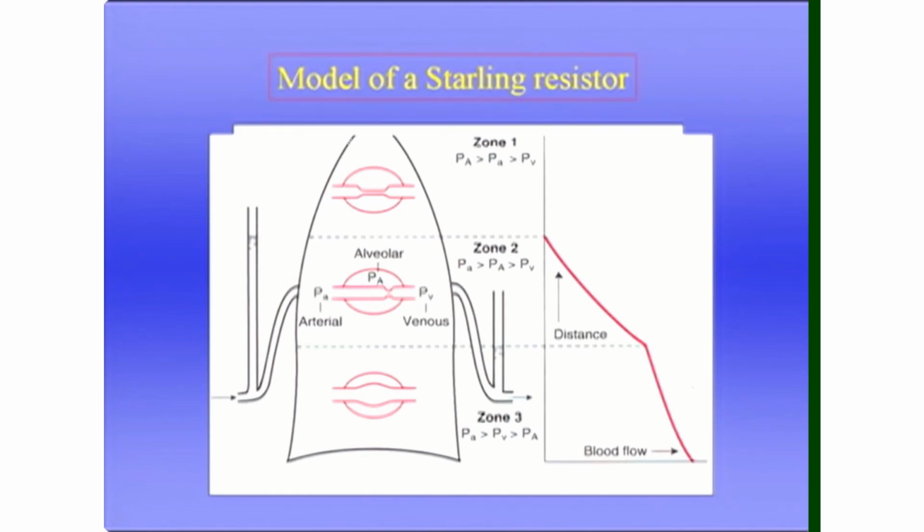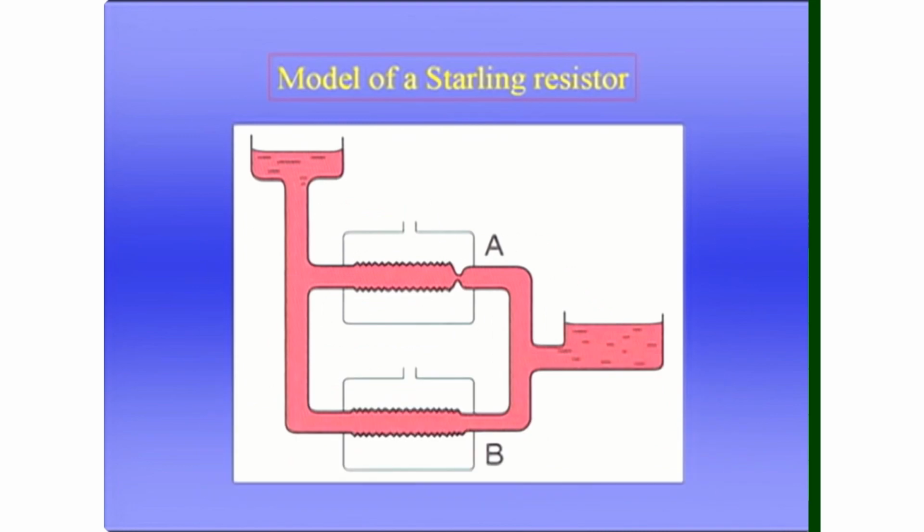And we can model this outside in the laboratory as shown here. Here's a model of this situation. It's often called a Starling resistor because it was used by a physiologist called Starling in one of his heart-lung preparations, but it goes by other names as well, a waterfall effect or the sluice effect, because in both cases the flow over a waterfall or over a sluice does not depend on the downstream pressure. So those terms are often used.